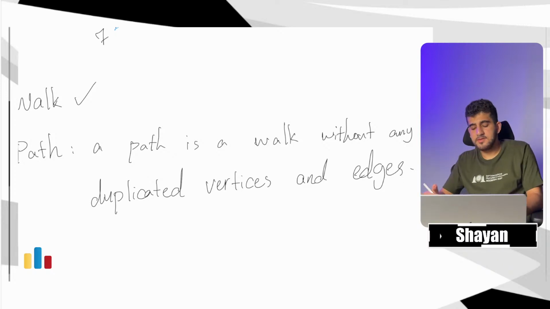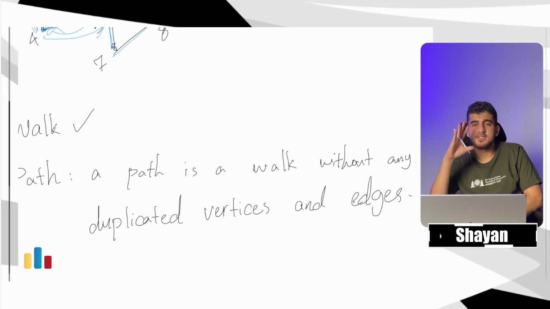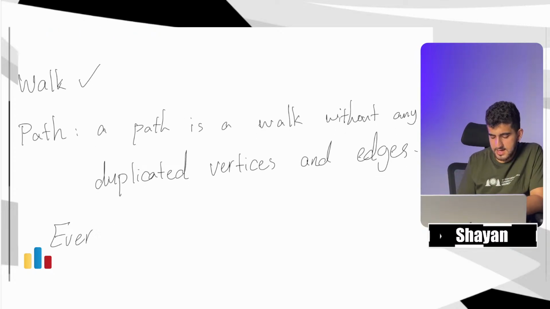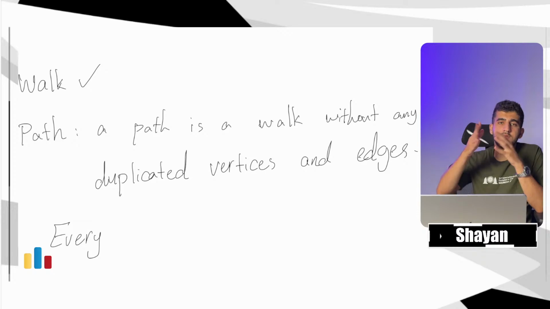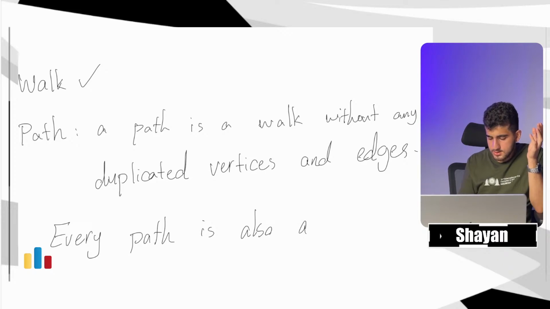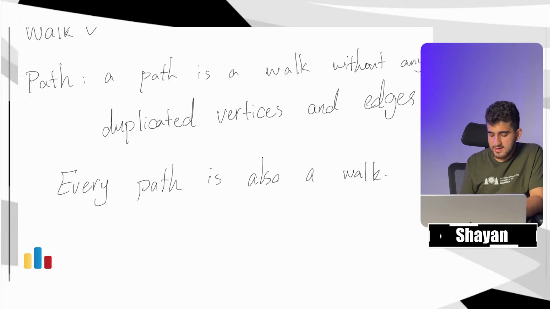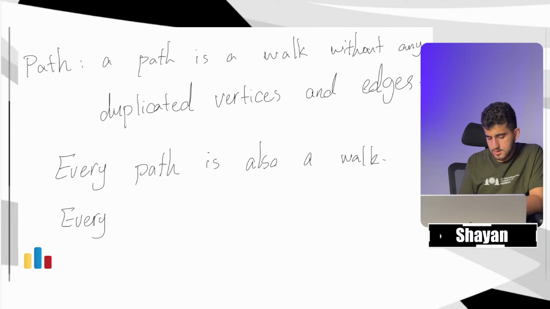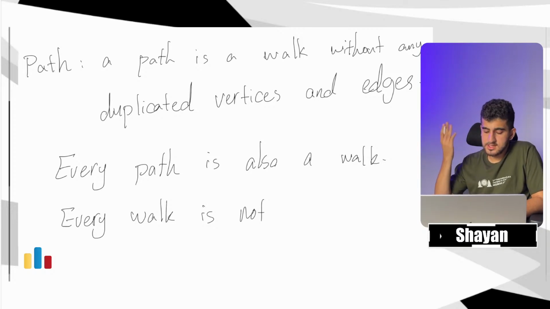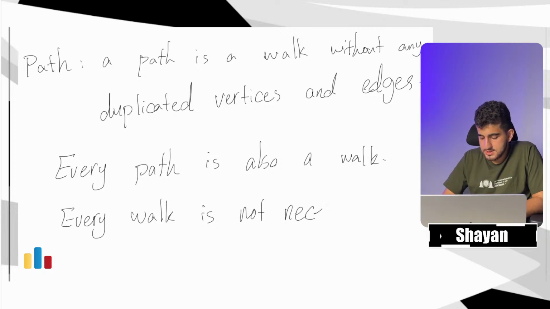So a path is a walk, but the only difference is that every path is a walk. So paths are a subset of all the walks. So every path is also a walk, but every walk is not necessarily a path. So the set of all the possible walks is a superset of the set of all the possible paths.